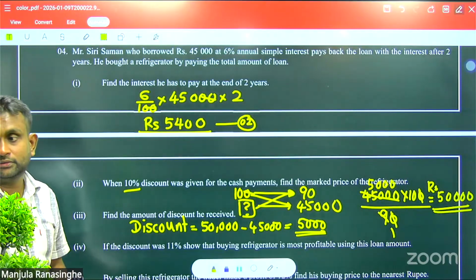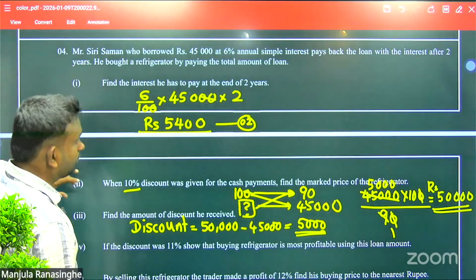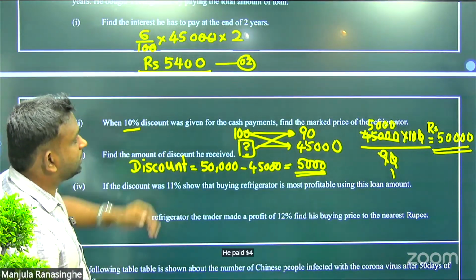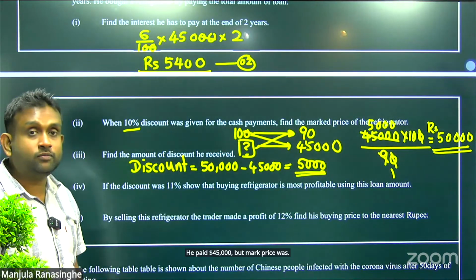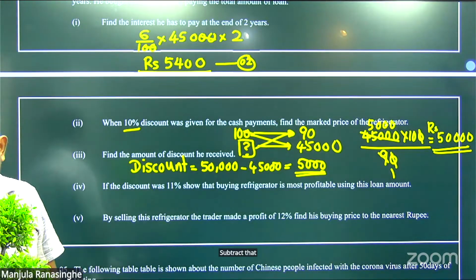Okay, right. He got a discount of 5,000. He paid 45,000 but the marked price was 50,000. Okay, from 50,000 subtract 45,000.